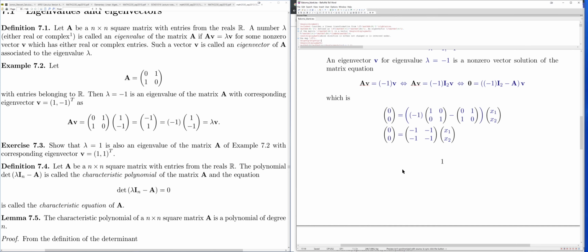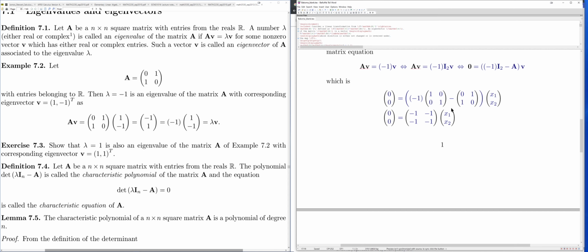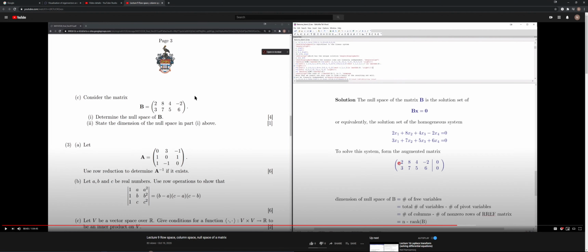Okay, so I have this matrix equation here, and to find an eigenvector means I want to find a non-zero x1, x2 that is a solution of this matrix equation. So let's recall something that we saw in lecture 9. You could always take a look at lecture 9 to review. What we're talking about here is the null space of a matrix. The null space of this matrix B is the solution set of this matrix equation, Bx equals 0.